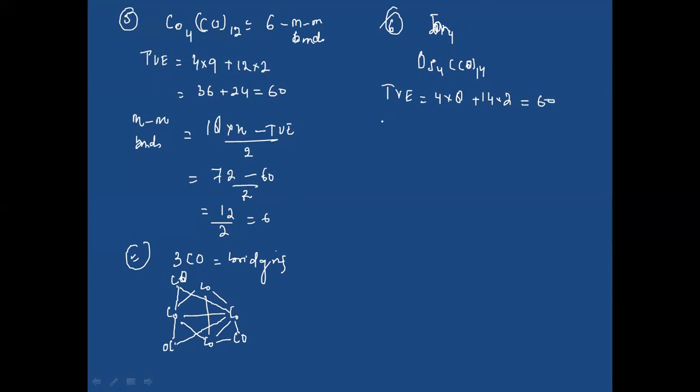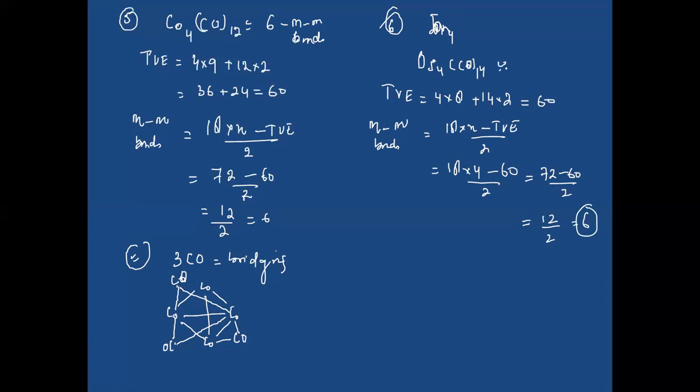And then we have to determine metal bonds. So how can you determine metal bonds? It is (18 into N minus TVE) divided by 2. N over here is 4, the number of metal atoms, so (18 into 4 minus 60) divided by 2. 18 into 4 is 72, 72 minus 60 is 12, divided by 2. So this comes out to be 6, which means this cluster also contains 6 metal bonds, isn't it?